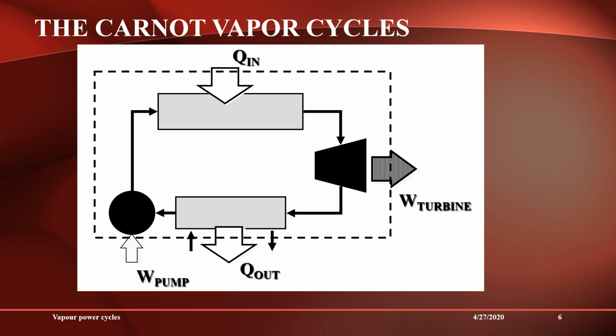Once again it is explained. You can see the turbine here, work is produced, W turbine, and pump work is used. The difference will give the net work, and we have heat in this boiler part, and this is the condenser part.